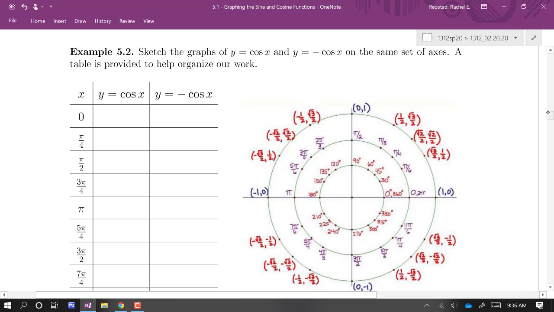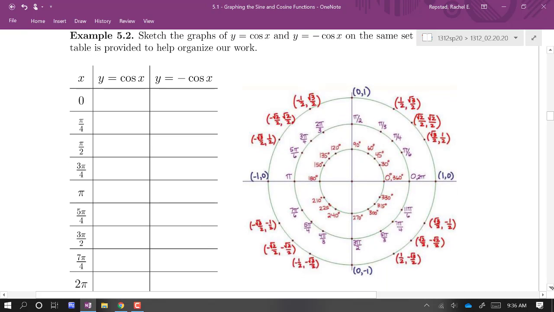Let's do it for cosine. So again, we're just going to take the exact same process, only this time we're doing it for cosine, so we're going to track the x coordinates. That means at 0, cosine x starts at 1. Pi over 4 is root 2 over 2. Pi over 2 is 0.